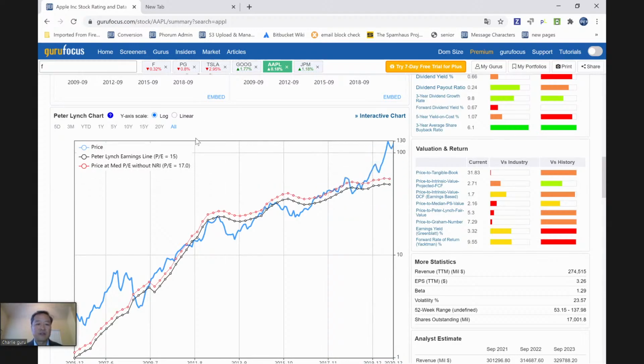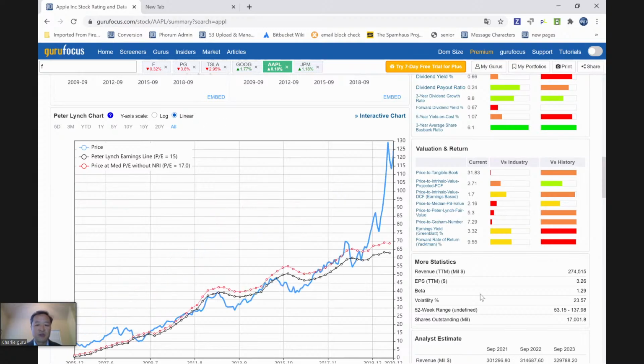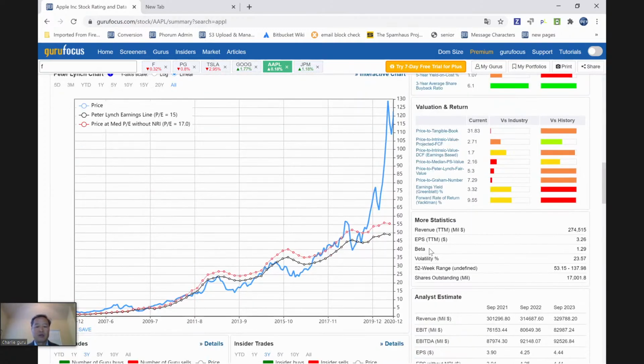We have a log scale, and here you can also switch to linear scale. It's more clear in linear scale that the price is far above Peter Lynch's earnings line. And we did some modification with this earnings line because in Peter Lynch's case, he always used a price to earnings ratio equal to 15 to draw this earnings line. Instead, we use the 10-year median price to earnings ratio to draw this line. It's a red line here. In Apple's case, it's above the Peter Lynch earnings line.